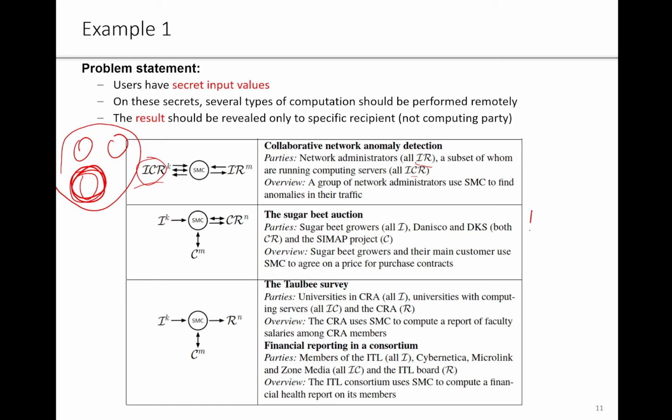Another example is an auction that has actually taken place for sugar beet, where basically there are different parties.